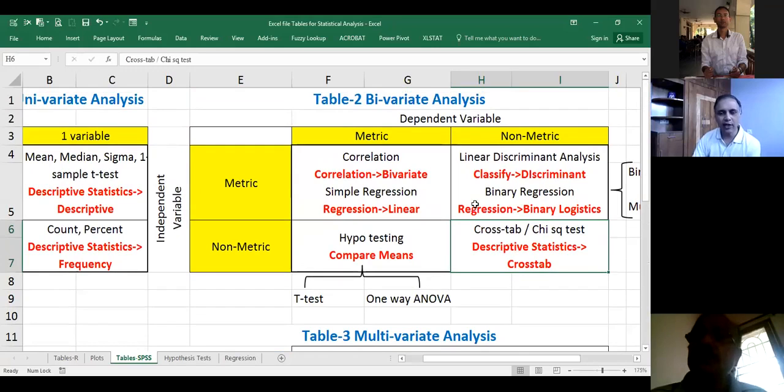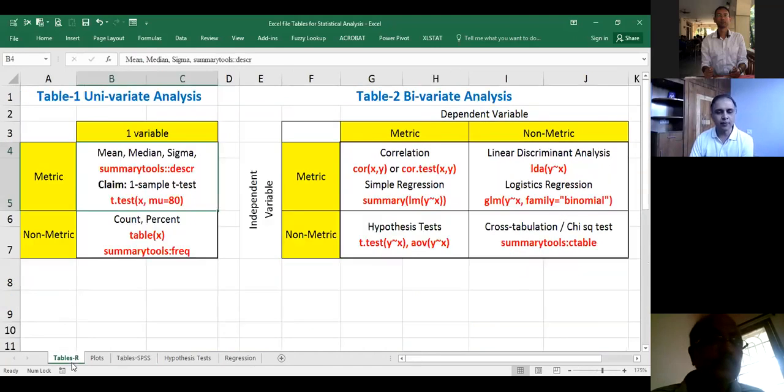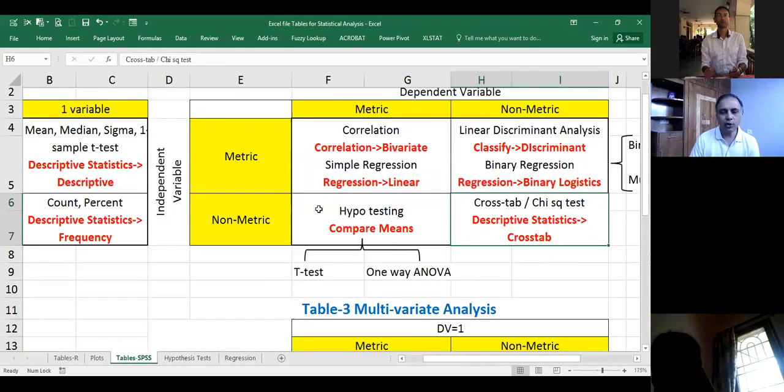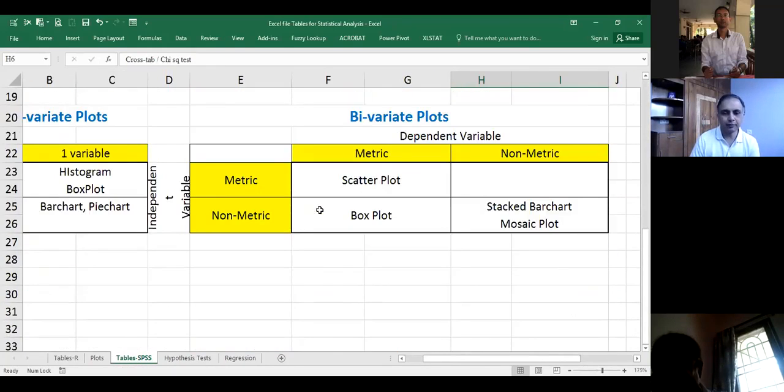So in this particular Excel file, which I have given to Suman, he will share with all of you. There are 4 or 5 things. One, these tables I have expressed in terms of RStudio. If somebody is working on RStudio, these are the commands for that. I have worked for SPSS.